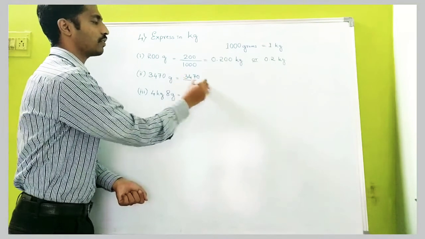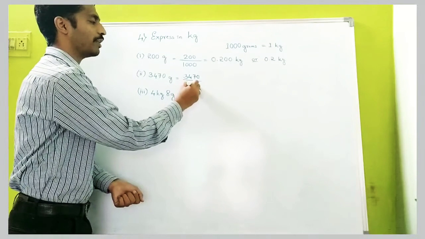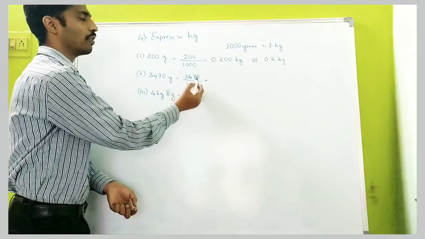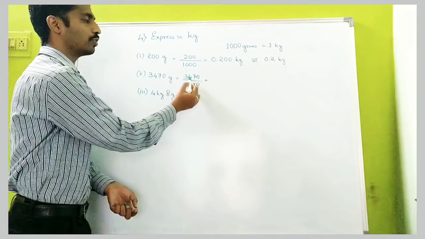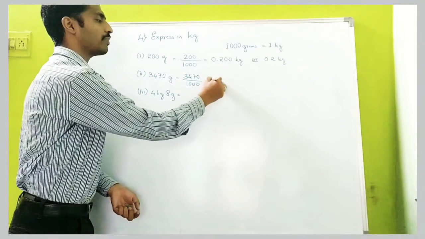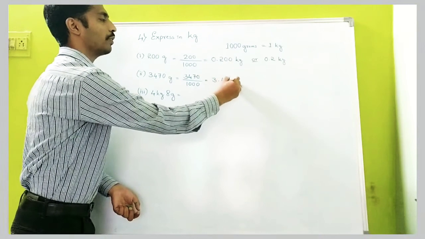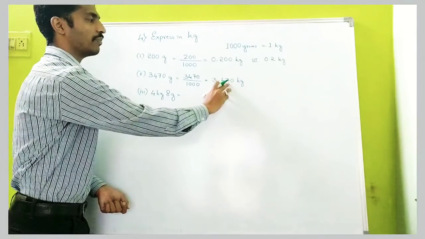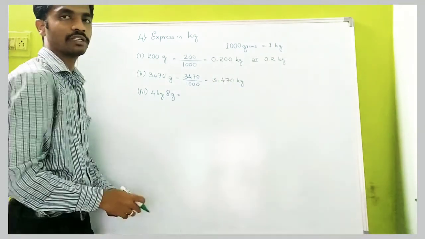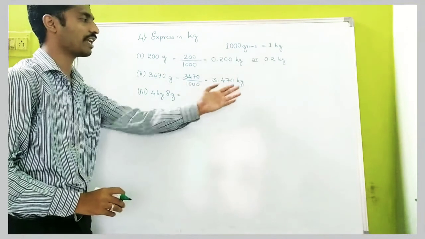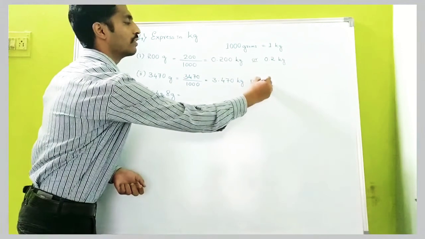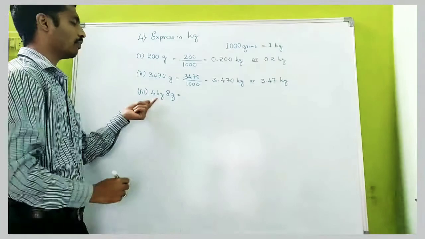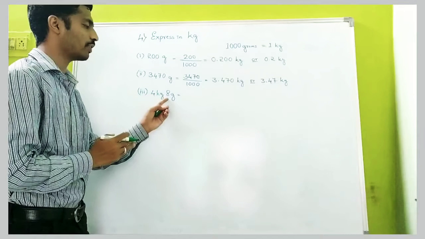Okay, so now 3,470 grams is there. So converting into kg, so divided by 1000. So how many zeros are there? 1, 2, 3. So now count the numbers. 1, 2, 3. After 3 numbers put the point. It becomes 3.470 kg. This is our answer. Okay. So after this number, if you put the 0 also here, it will not have any value. You can just write it as 3.47 kg also. Okay, both are right. Now 4 kg, already it is in kg, just we have to convert this 8 gram.